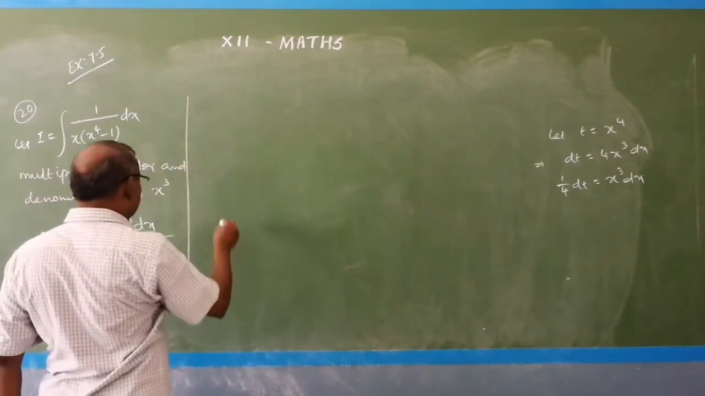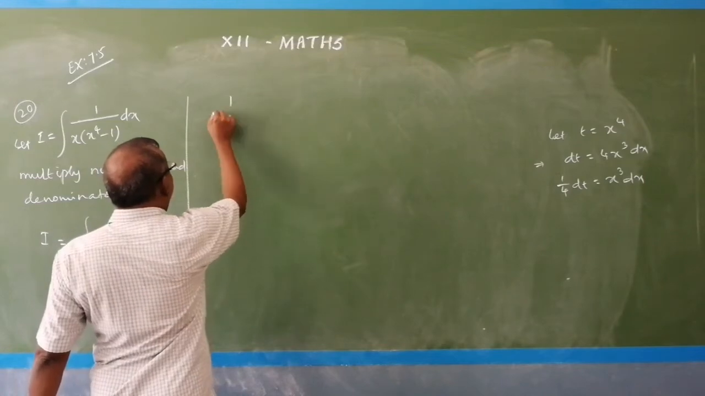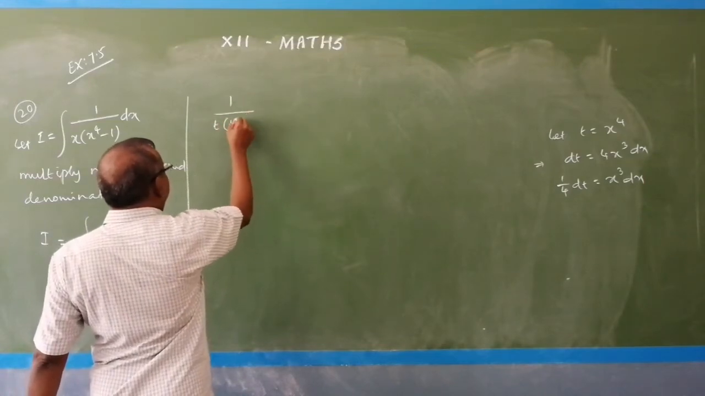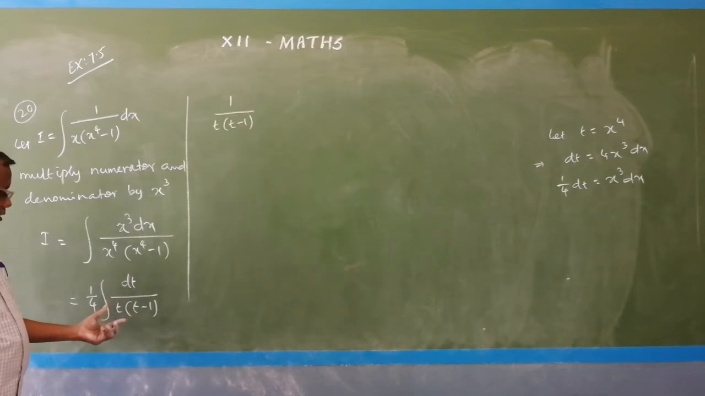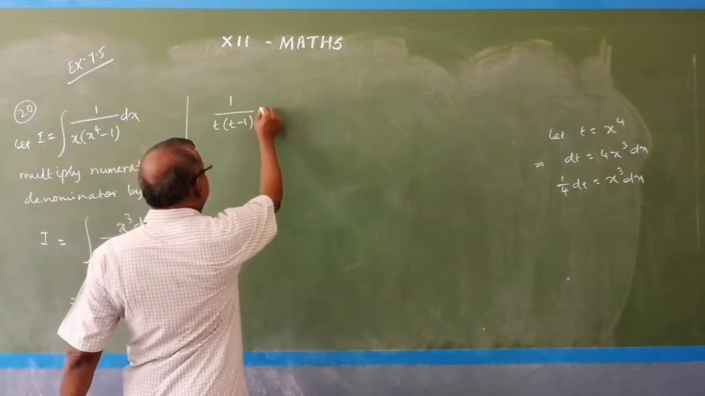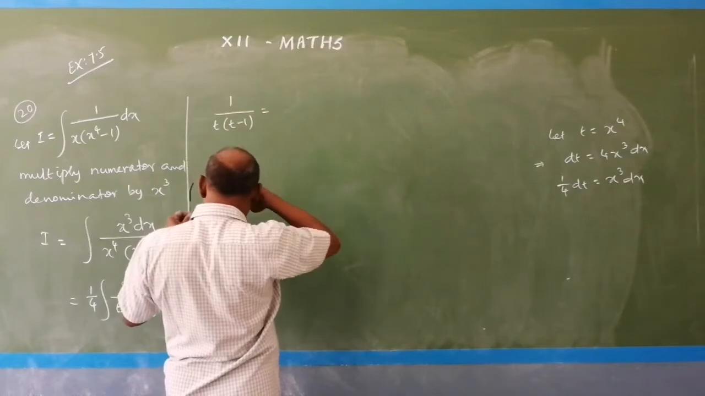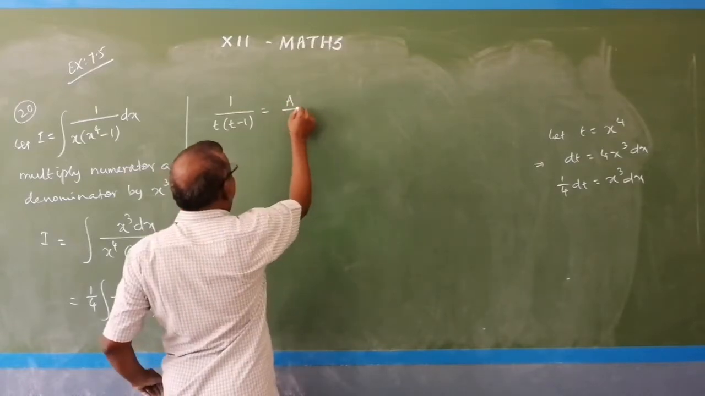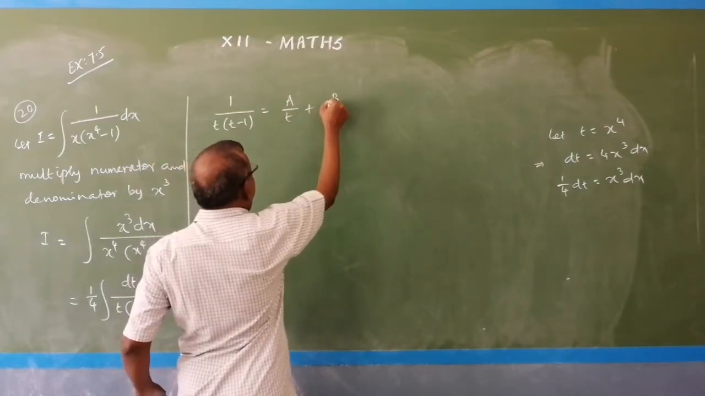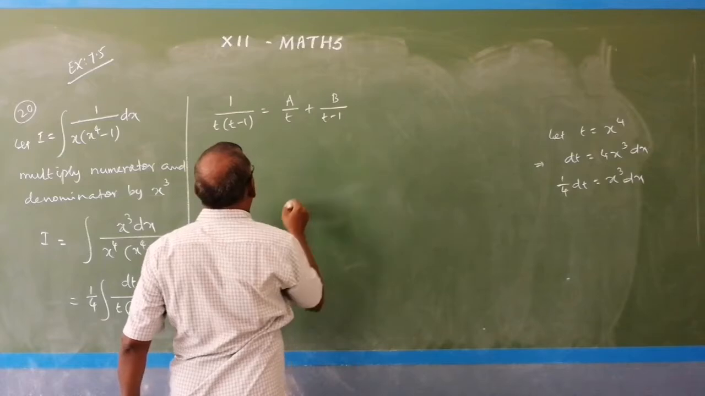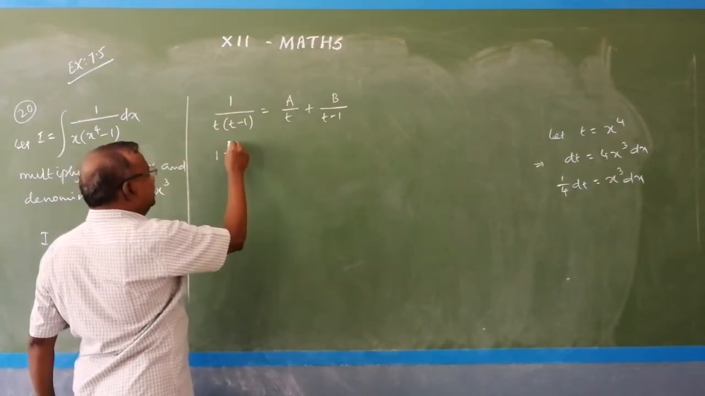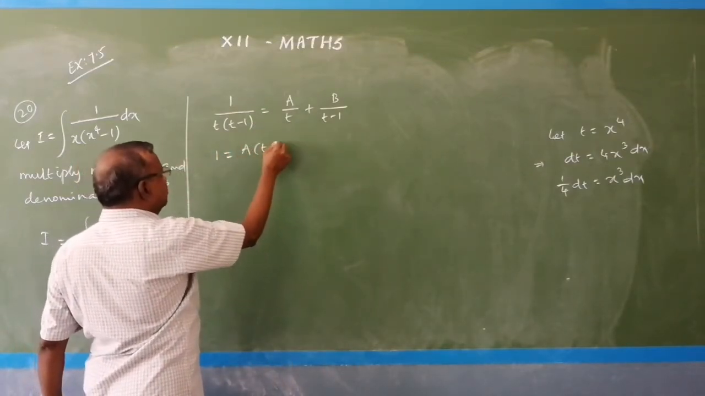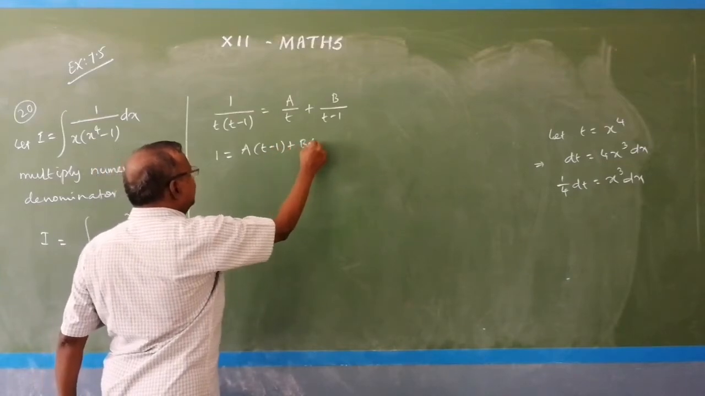Now 1 by t into t minus 1. So, consider this part, 1 by t into t minus 1. This is the product of two factors which can be split into partial fractions, that is a by t plus b by t minus 1. Equating the numerator of either side, we have 1 equal to a into t minus 1 plus b into t.